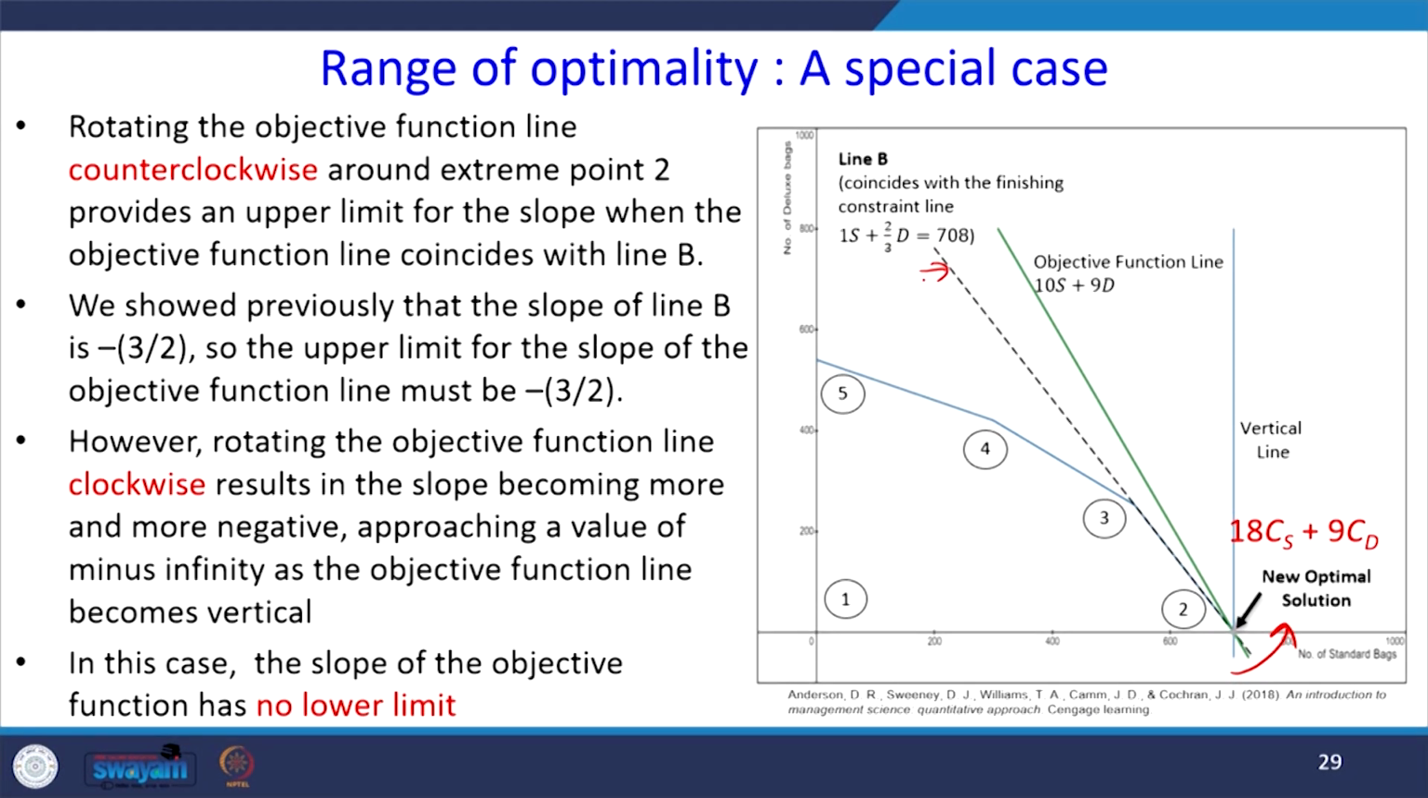This is our line B. We showed previously that the slope of line B is minus 3 upon 2. So, the upper limit for the slope of the objective function line must be minus 3 by 2. There is an upper limit, there is no problem. However, if you rotate this objective function clockwise, the slope becomes more and more negative, approaching a value of minus infinity as the objective function line becomes vertical. In this case, the slope of the objective function has no lower limit.